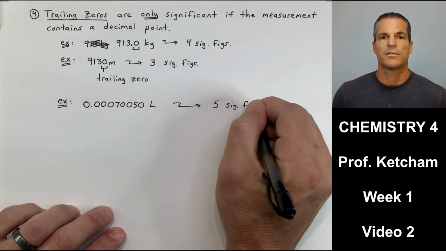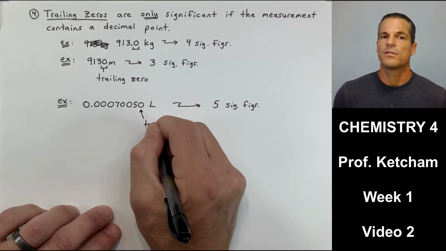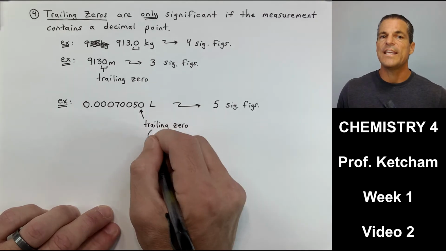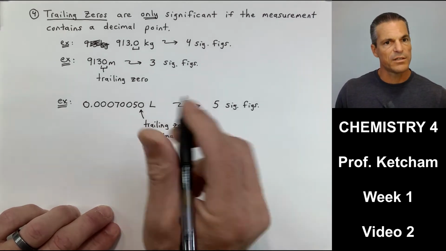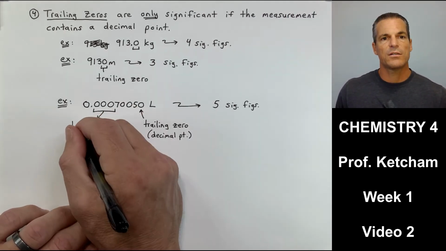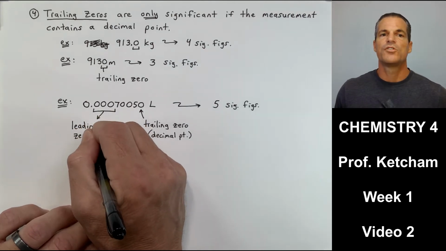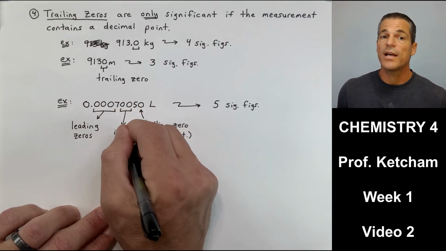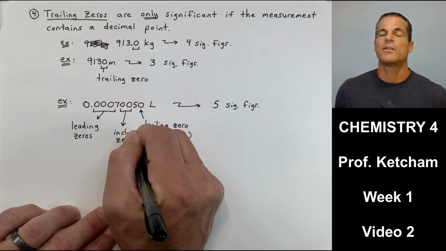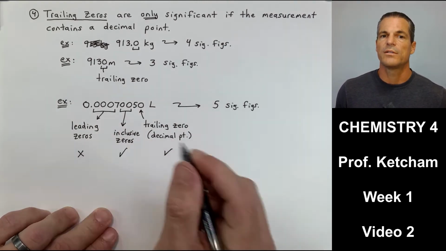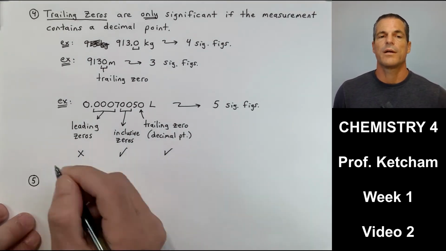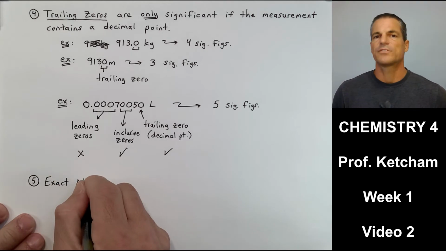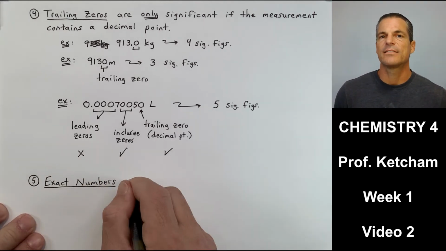0.000700050 liters. 5 significant figures. You don't count the 3 leading zeros, not 4 leading zeros, remember. 3 leading zeros, they do not count. The two inclusive zeros do count, and yes, the trailing zero counts because we have a decimal point. 5 significant figures. All right, the last rule is regarding exact numbers.